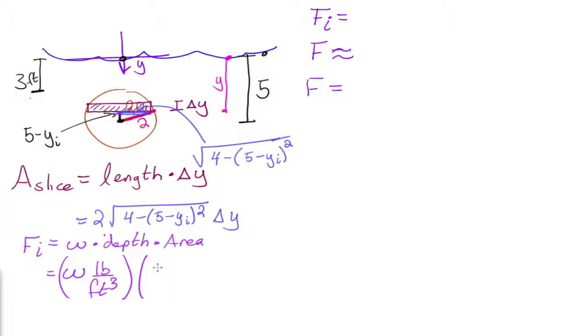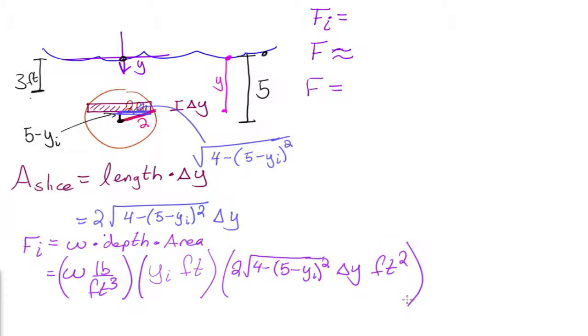Y, right? Because we set our axis at the water level, that means the depth of the slice is y sub i feet, right? Times the area, which is what we just wrote down, 2 square root of 4 minus (5 minus y sub i) squared delta y square feet. And when we multiply all that together, the feet go away, and we're just left with pounds.